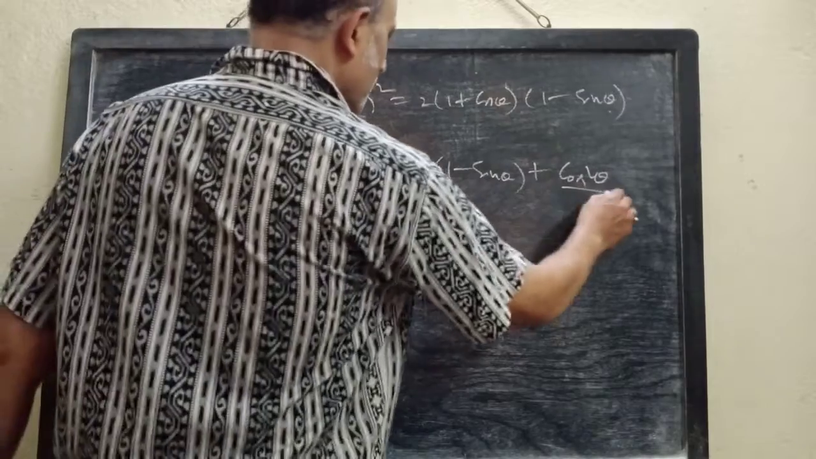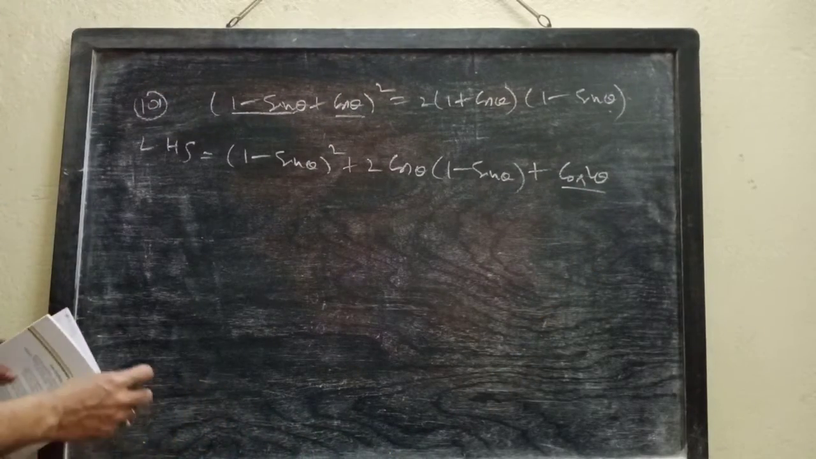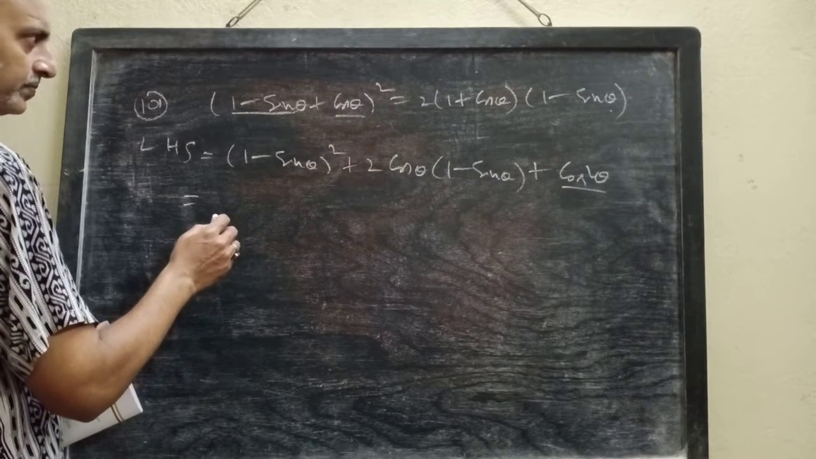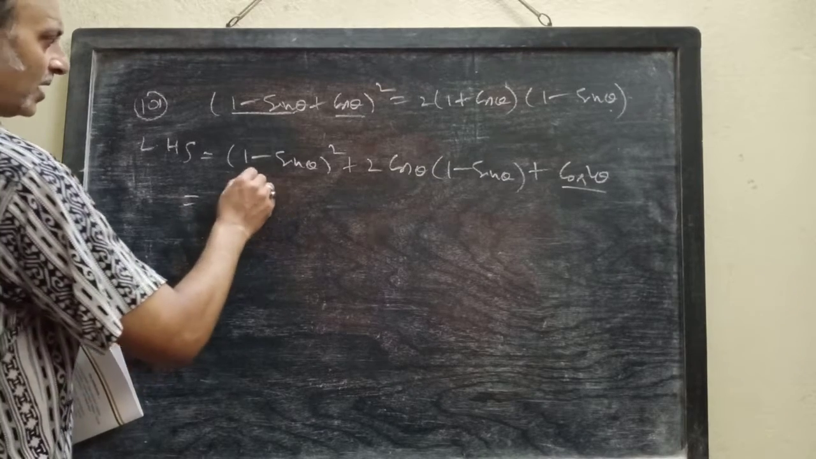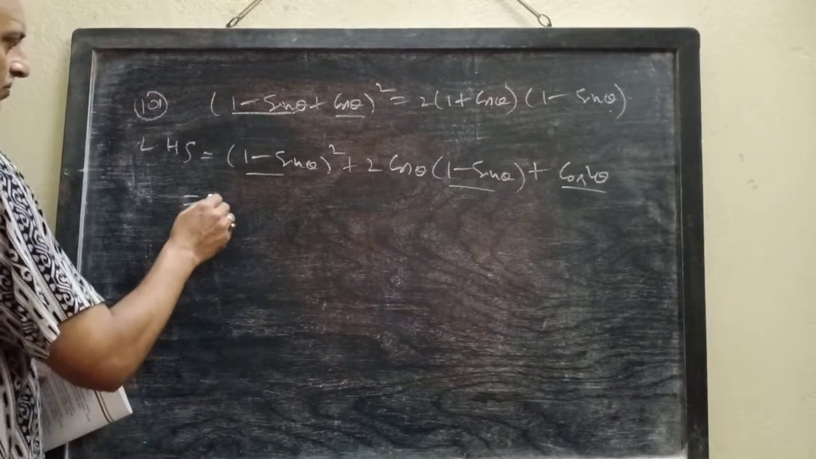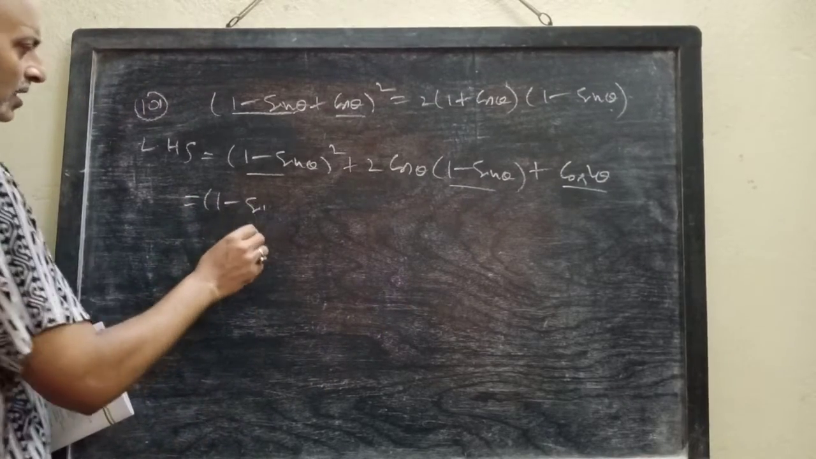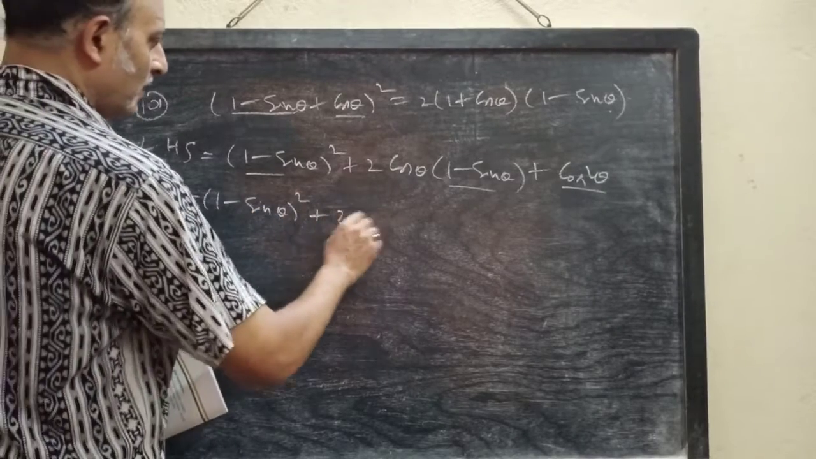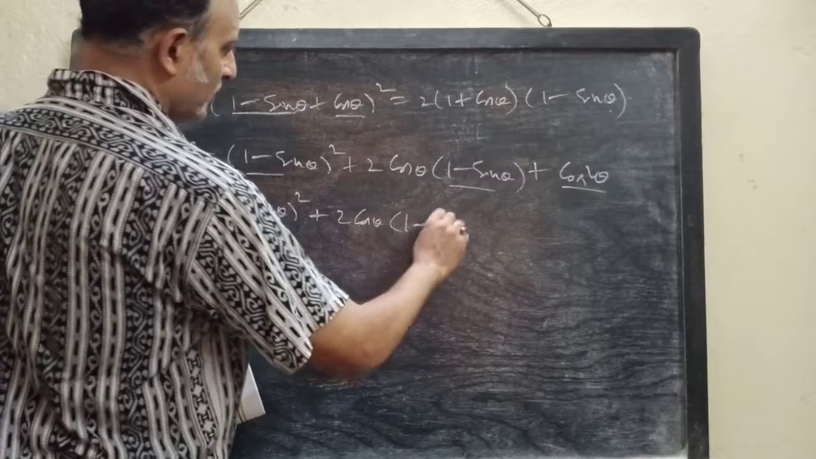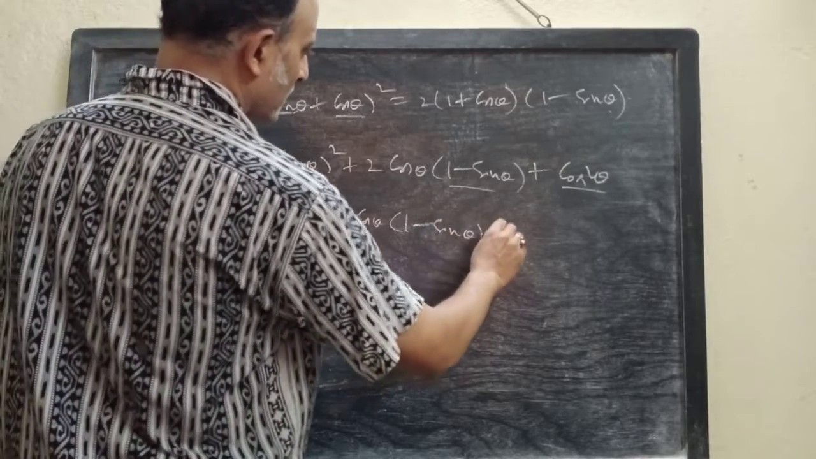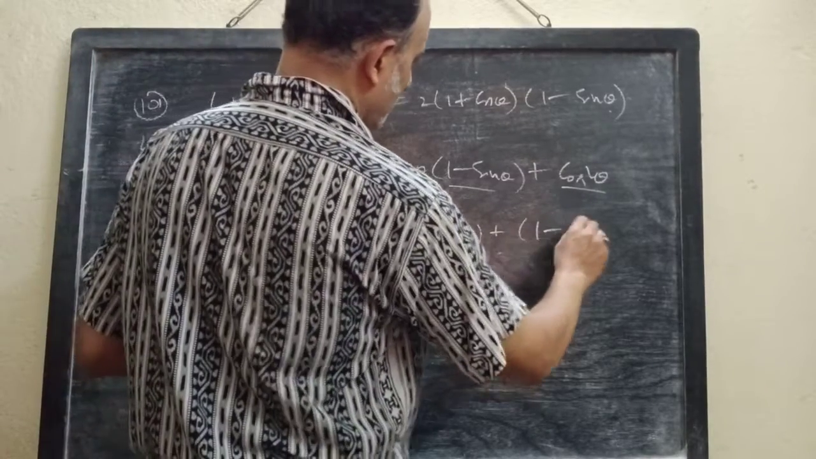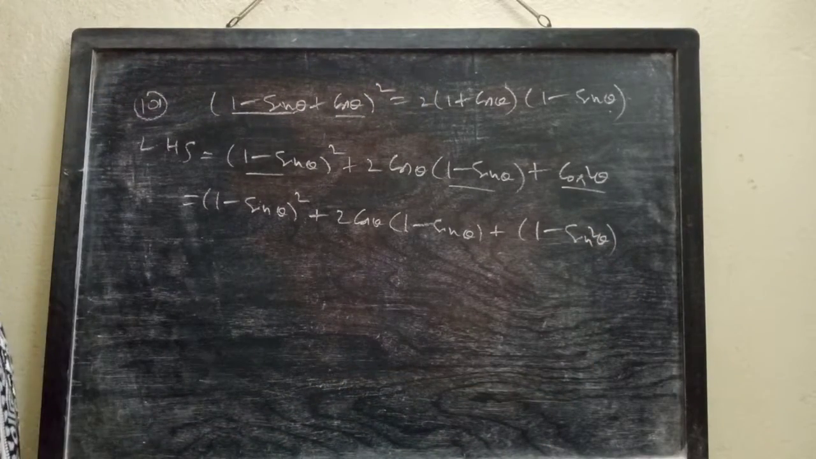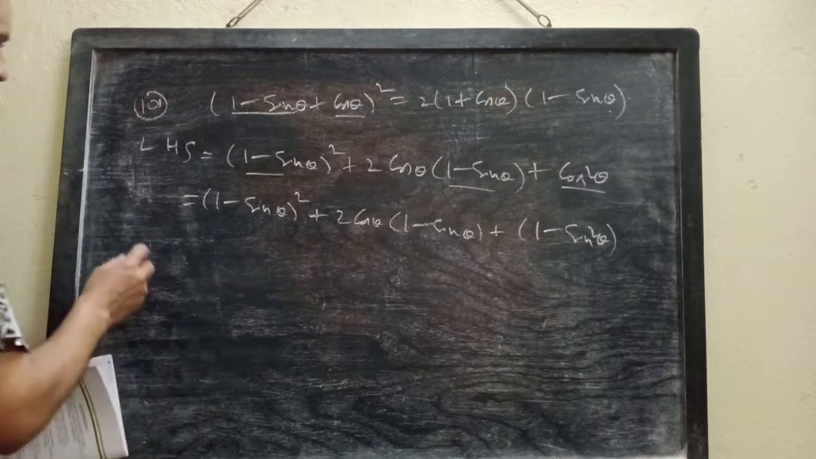Next, split this cos square theta as 1 minus sin square theta. Take common 1 minus sin theta from these two. Now you can take the last step. Let me copy the steps. Now cos square theta is 1 minus sin square theta. So 1 minus sin square theta is 1 plus sin theta, 1 minus sin theta. Now take 1 minus sin theta from here.